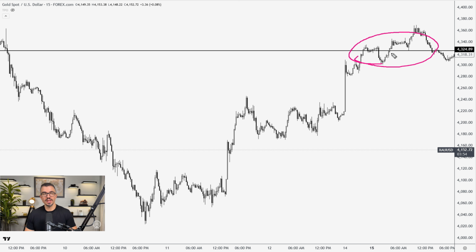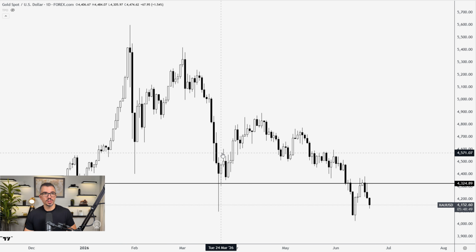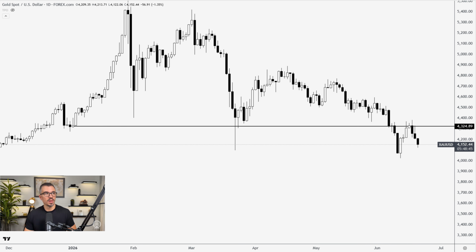Because remember, this is our key level. Okay, so once we have gold dropping below, let's just recap. Once we have gold dropping below here, okay, so this was a support level. And by the way, this level in particular is actually a yearly open.